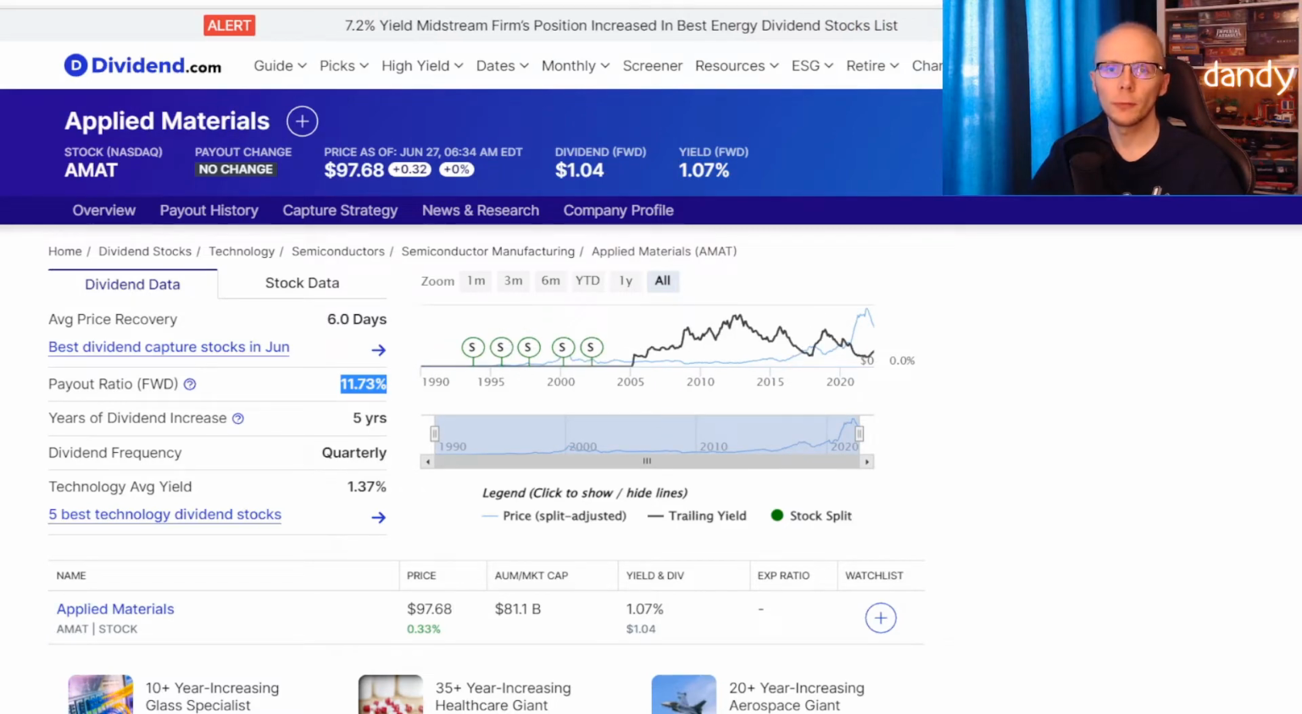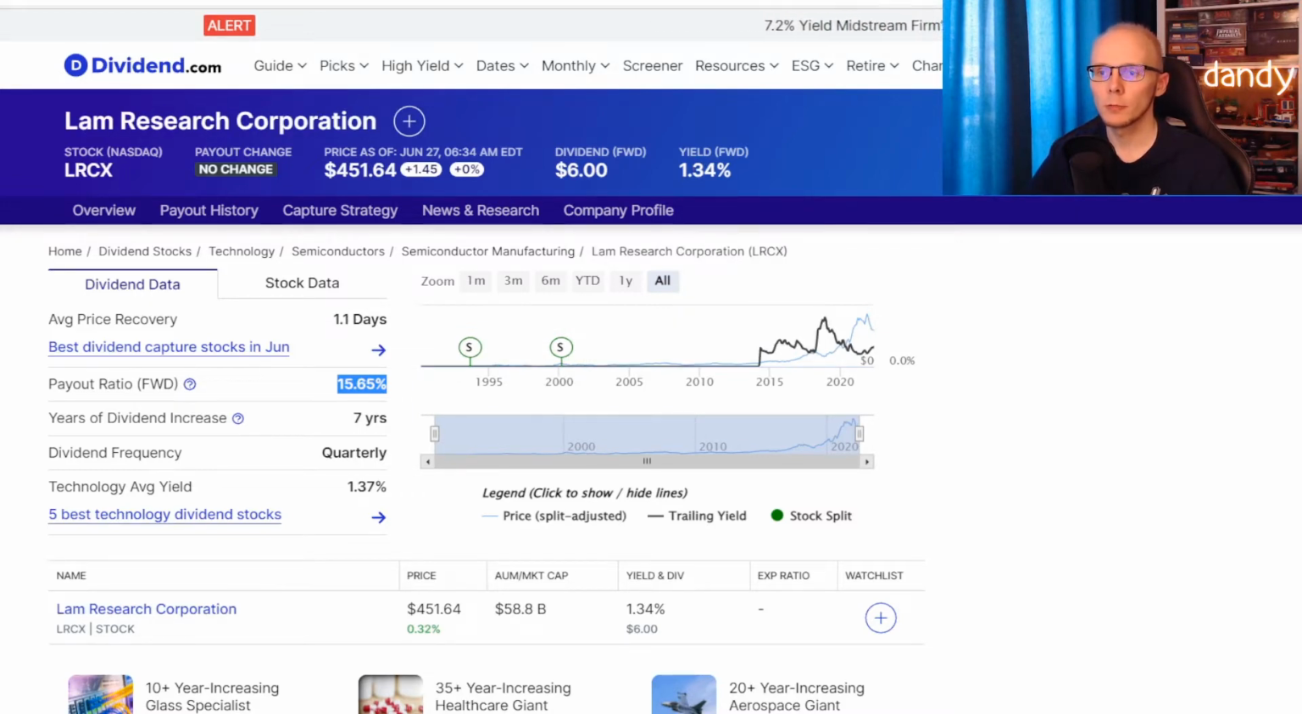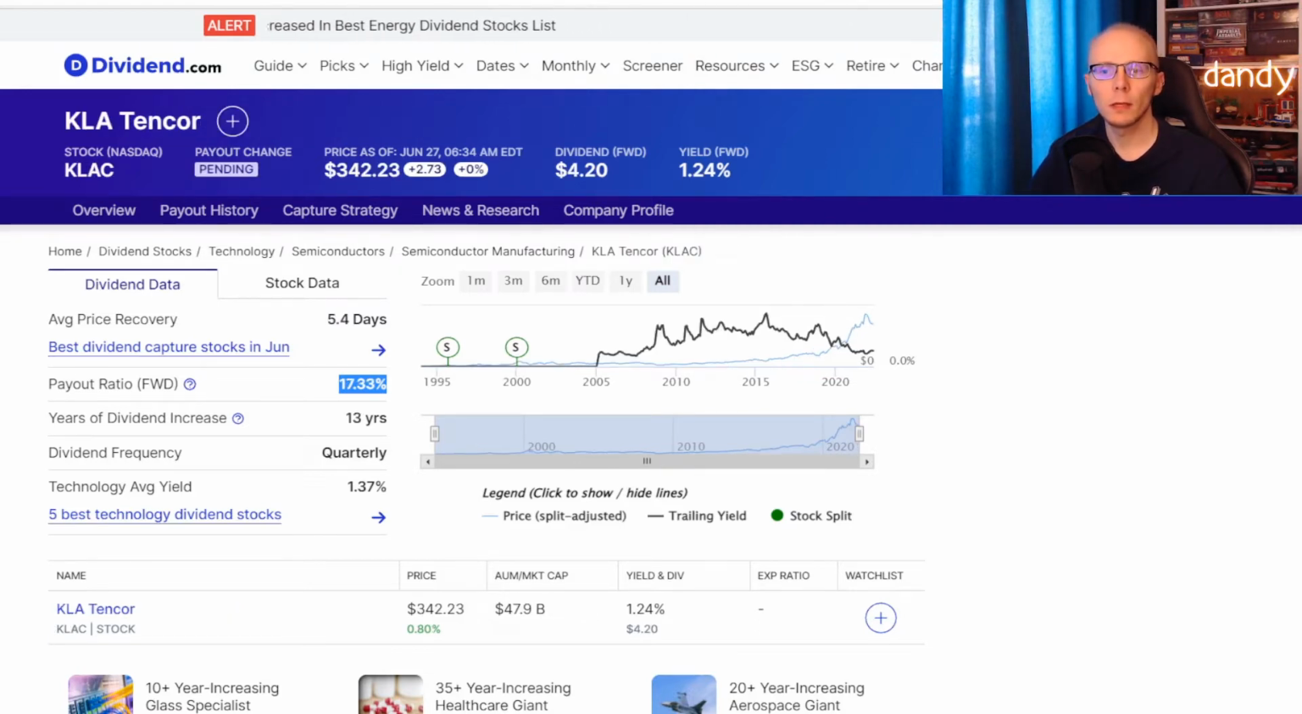Second metric for the comparison is the dividend payout ratio. Percentage here shows how much of company's earnings are paid back to investors as dividends. So in Applied Materials case, the dividend payout ratio is at 11.73%, meaning that just over 1/10 of company's earnings are paid back to shareholders as dividends. Now let's take a look into Lam Research, and their dividend payout ratio is at 15.65%. So that is 4% higher than we saw for Applied Materials. And in the case of KLA, payout ratio is at 17.43%, so almost 1/5 of company's earnings are paid as dividends.